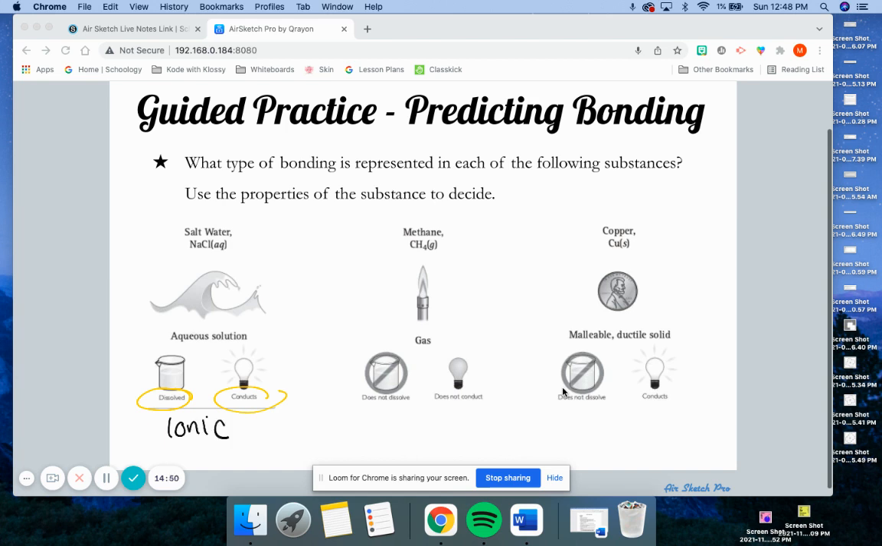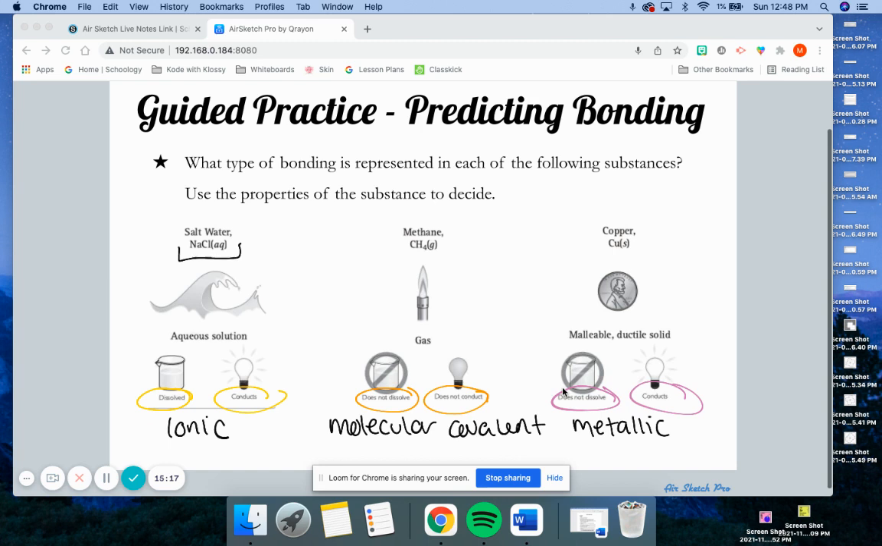Methane, if it does not dissolve and does not conduct electricity, this is going to be a molecular covalent. And finally, if I'm looking at something that does not dissolve but does conduct electricity, I'm looking at a substance that is metallic in nature. Okay. And I could also double check my work for all of these by taking a look at the chemical formula. So NaCl, I have both a metal and a non-metal. Sodium is my metal, chlorine is my non-metal, so this checks out that this could be ionic.